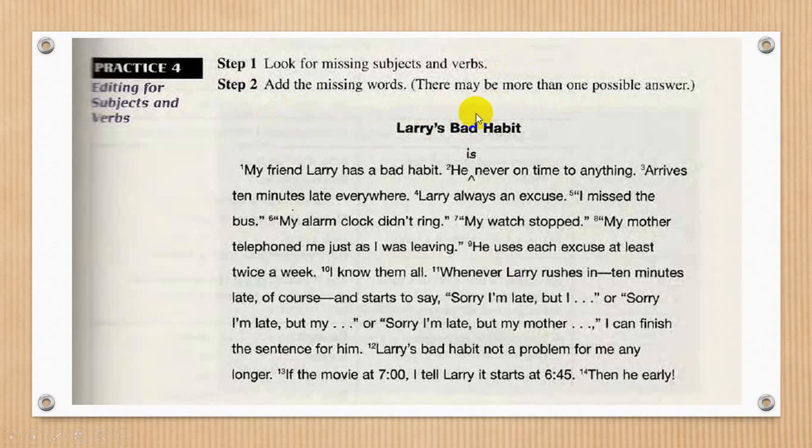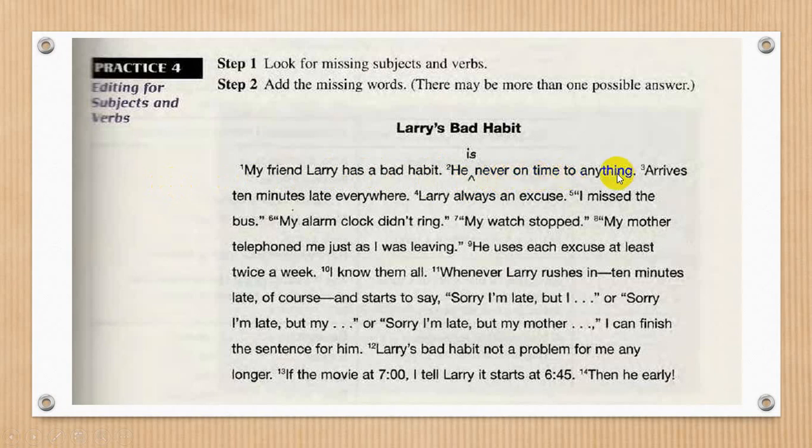طبعا هذا السؤال ممكن تجيكم هيك قطعة بها أخطاء وانتو تصححون الأخطاء. القطعة بعنوان Larry's bad habit، العادات السيئة للاري. My friend Larry has a bad habit. Okay، جملة كاملة.